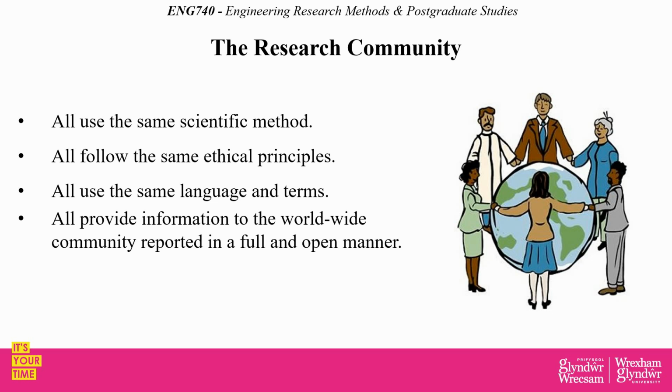They all provide information to the worldwide community, reported in a full or open manner, and they all acknowledge the previous work of others, which is very important. So these are the research community, where you may find peer-reviewed publications. It could be other institutions, organizations, industry, universities, research organizations. So again, it's very important to understand where the research community is.